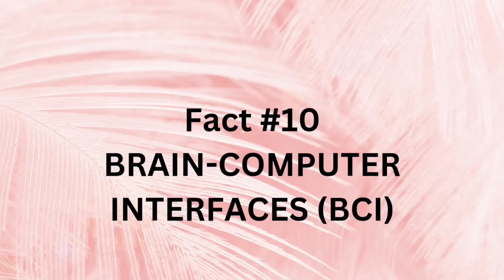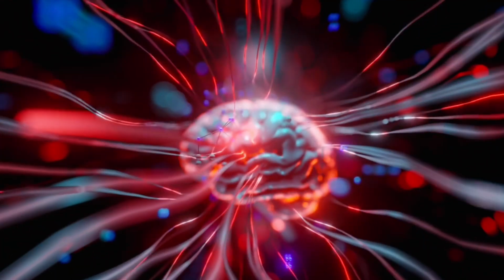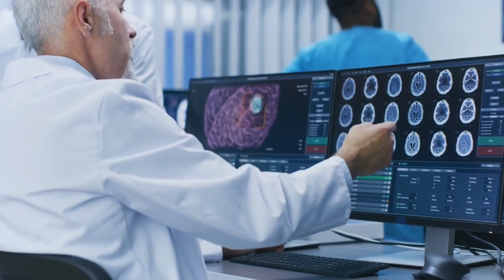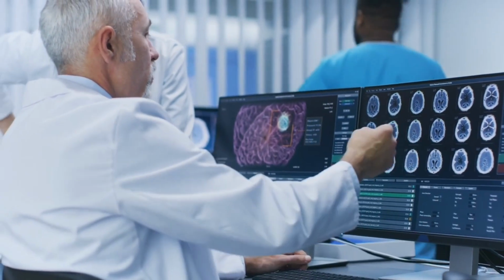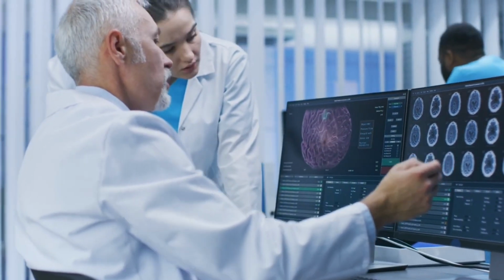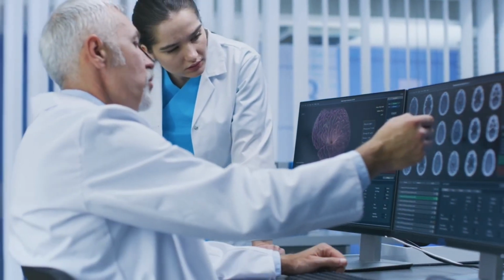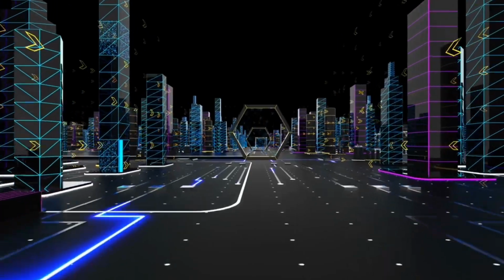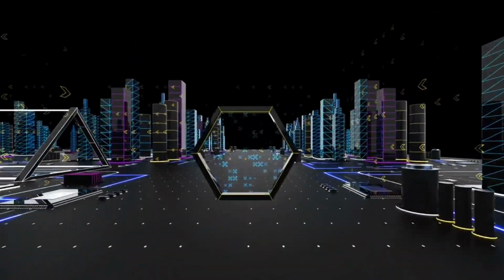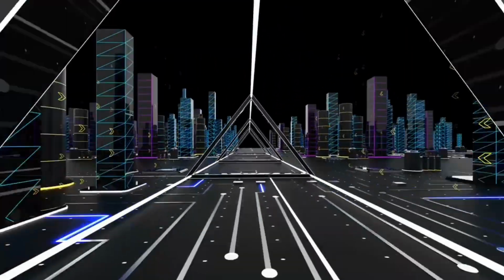Finally, let's talk about brain-computer interfaces, or BCIs. This technology allows direct communication between the brain and a computer, enabling people to control devices just by thinking. BCIs have the potential to transform the lives of those with disabilities, allowing them to regain mobility and independence. And as the technology advances, who knows? We might all be controlling our devices with just our thoughts one day.